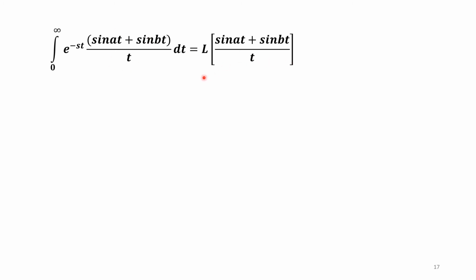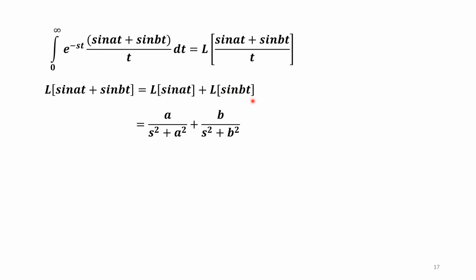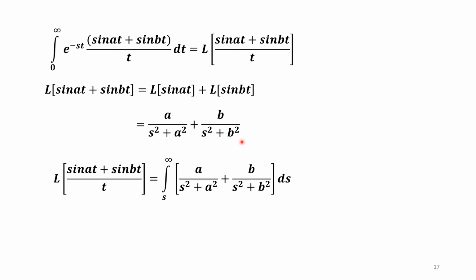Again, we are having the division by t property, which means that the Laplace transform of the numerator is to be calculated. So calculating the Laplace transform of the numerator, since we have plus sign, L of sine at plus L of sine bt. Again, using the formula for sine at and sine bt, we get a upon s square plus a square and b upon s square plus b square.